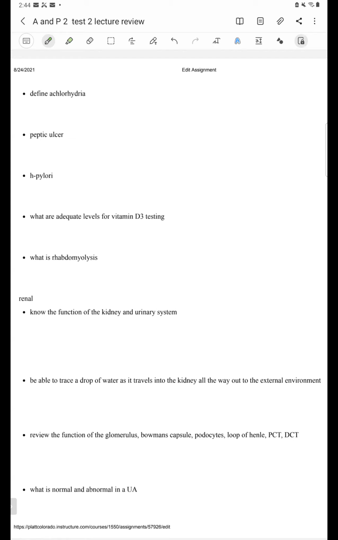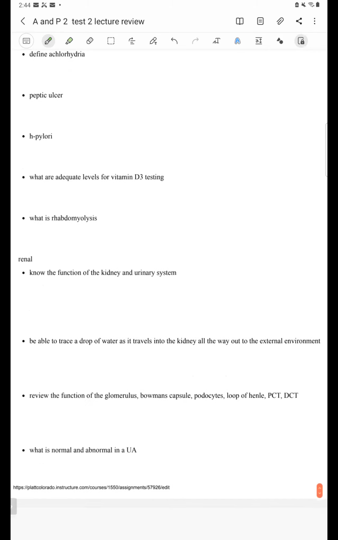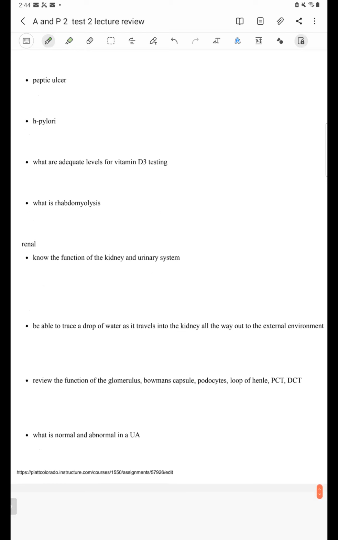A peptic ulcer. Any kind of ulceration is basically an erosion of tissue. A peptic ulcer is a stomach ulcer; these are found in the stomach. H. pylori, which is Helicobacter pylori, a bacteria, and an overgrowth of this can cause problems. You can test for this through a breath test, blood, or stool.